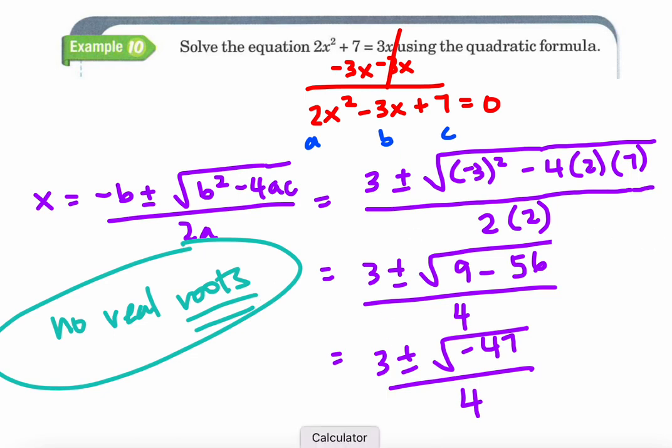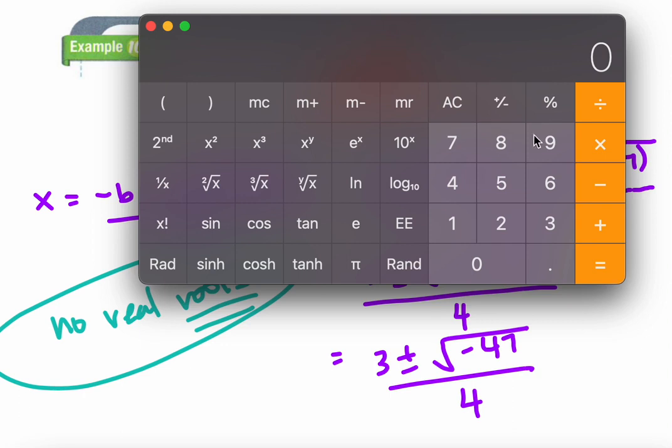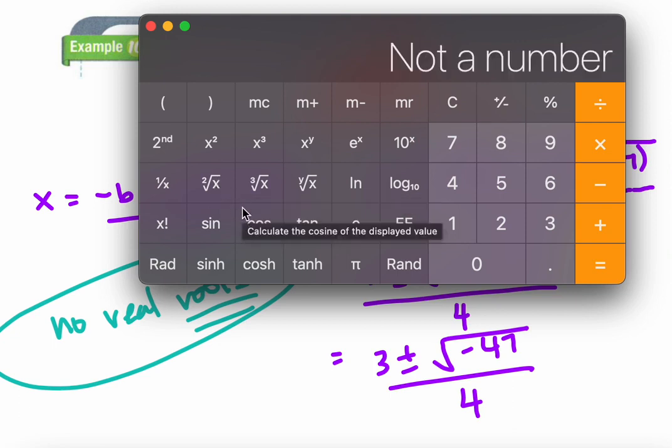Okay, and to further prove my point, if you were to put into your calculator negative 47 and you wanted to find the square root of it, you get this, not a number, okay? Doesn't work. Now, a real number doesn't work. You're probably thinking, what is a real number, right? Real numbers are just ones that work in our natural world. There's not a number that exists in our real life that would work.